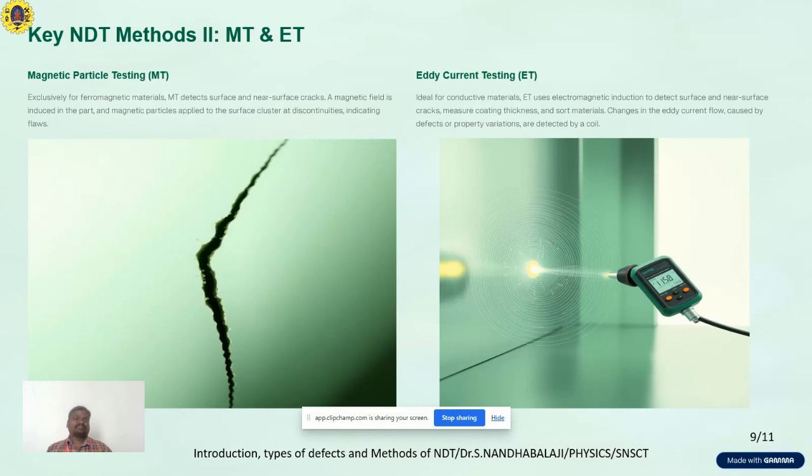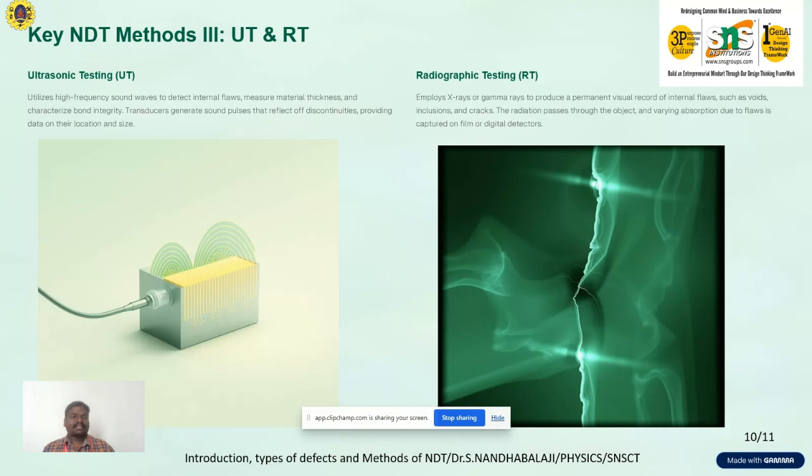And key NDT methods three: ultrasonic testing and radiographic testing. Ultrasonic testing utilizes high frequency sound waves to detect internal flaws, measure material thickness and characterize bond integrity. Transducers generate sound pulses that reflect off discontinuities, providing data on their location and size.